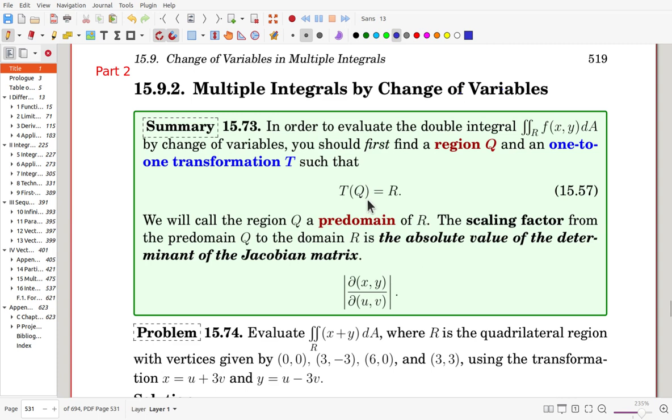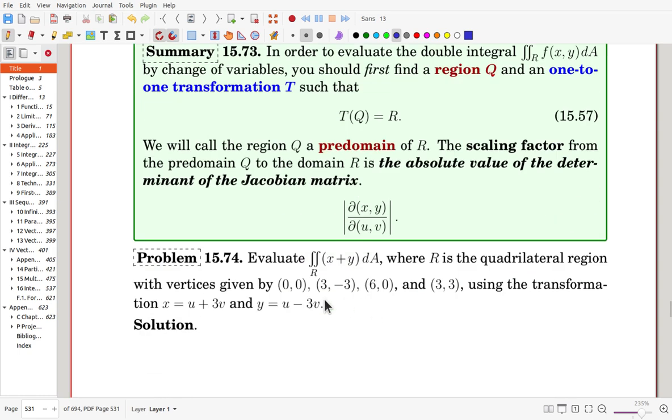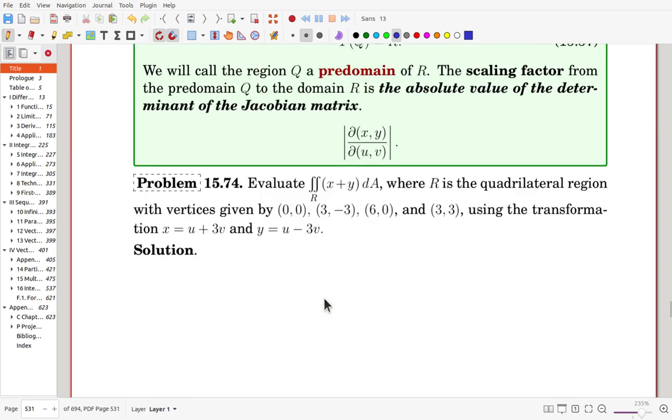Q is called a predomain of R, and in this case, in the integral, the scaling factor is the absolute value of the determinant of the Jacobian matrix. So we are using this notation. Let's try to solve some problems and see some details.